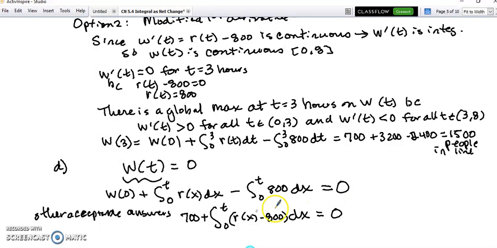Some other acceptable answers for this: sometimes you can put 700 in for what you started with, and 0 to t, and you can actually combine these two together and just make it r of x minus 800, because this is technically your W prime of x inside of here. That's just showing you how to do that net change as a function so that you can write it as an integral equation. And they didn't ask you to solve it. Sometimes they might, but they did not ask you to solve that in this case. So this would be your integral equation.